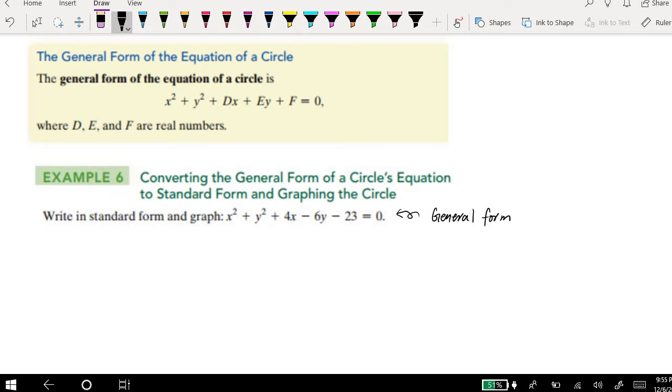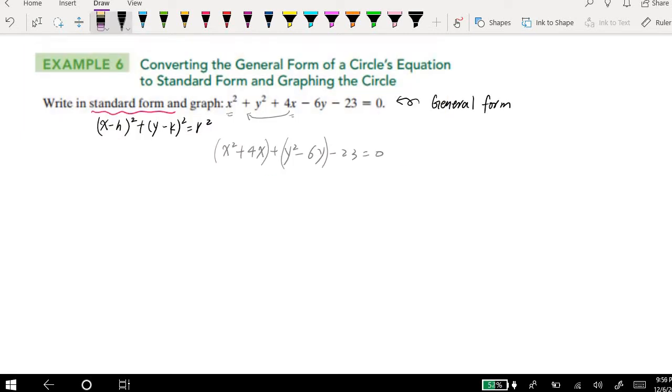And then the question wants you to write it in the standard form. Okay, what was the standard form? You should realize that it's just going to be (x minus h) squared plus (y minus k) squared equal to r squared. So that is our final goal. Okay, first we're going to review completing the square.